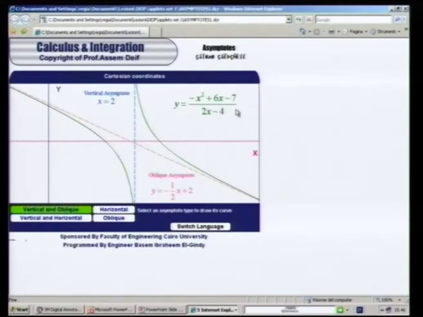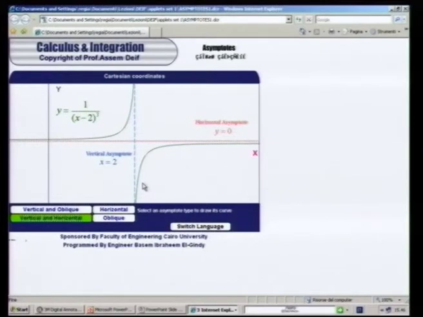Here, this is a nice example because it shows you have a vertical asymptote at x equal to 2. Why? Because 2x minus 4 is equal to 0. At this particular value of x, which is 2, when you substitute 2 in the numerator, it's not equal to 0. And therefore, this is a vertical asymptote. So you have a vertical asymptote when the denominator is equal to 0 at the point 2. And at the same time, you have an oblique asymptote.